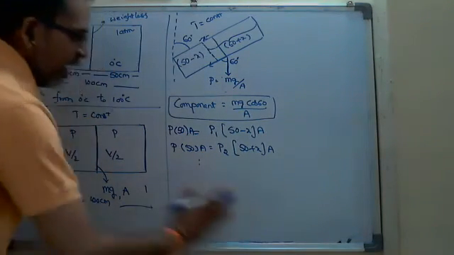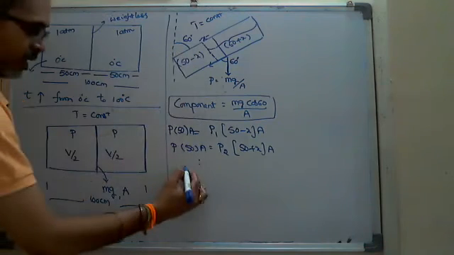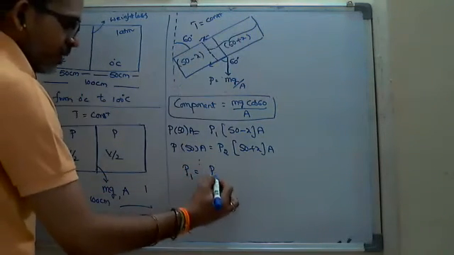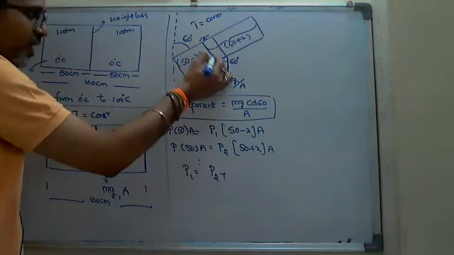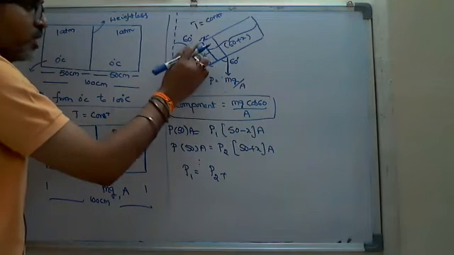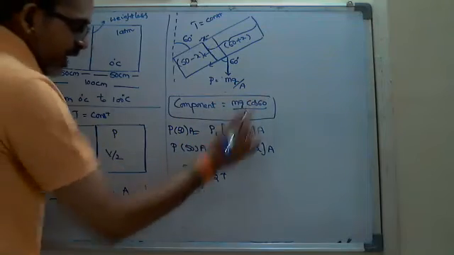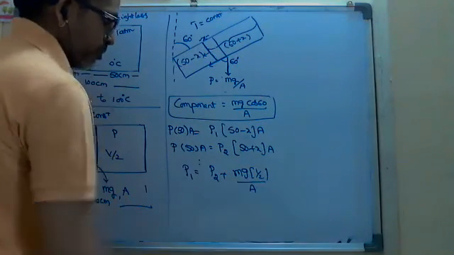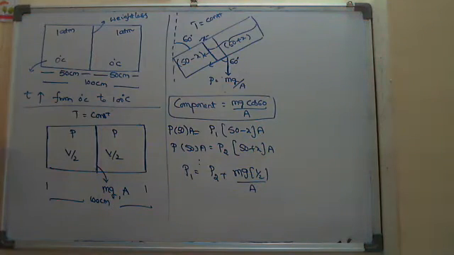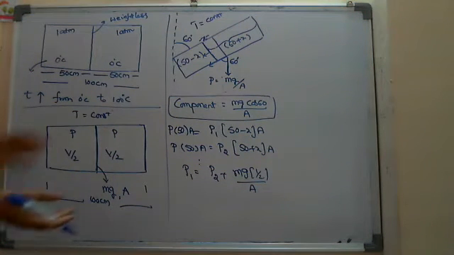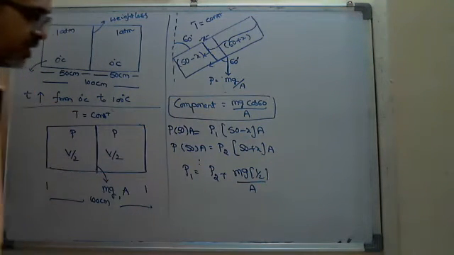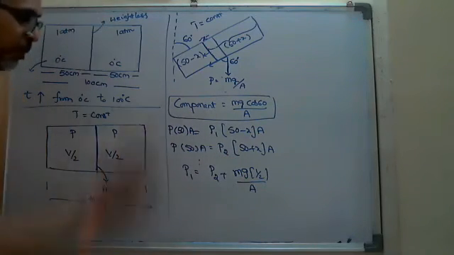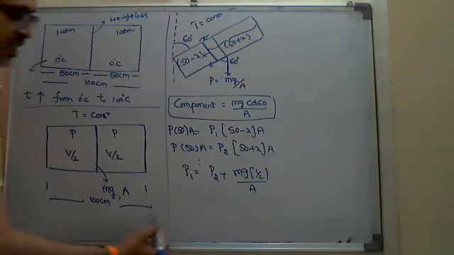So here I write the pressure on the lower part, P1, is equal to the pressure on the top, that is P2, plus due to the weight of the piston in this direction, how much pressure is acting. That pressure I got: mg cos 60, which is a half, divided by A. So if I try to solve these three equations, I will get P1 as well as P2 and the pressure P. This is the story.